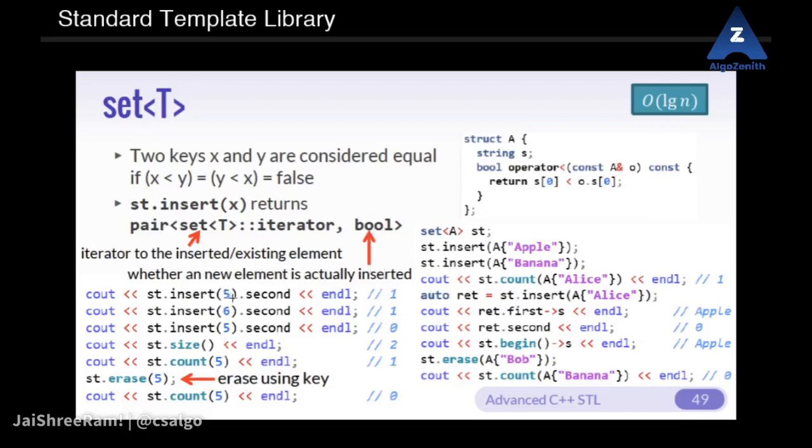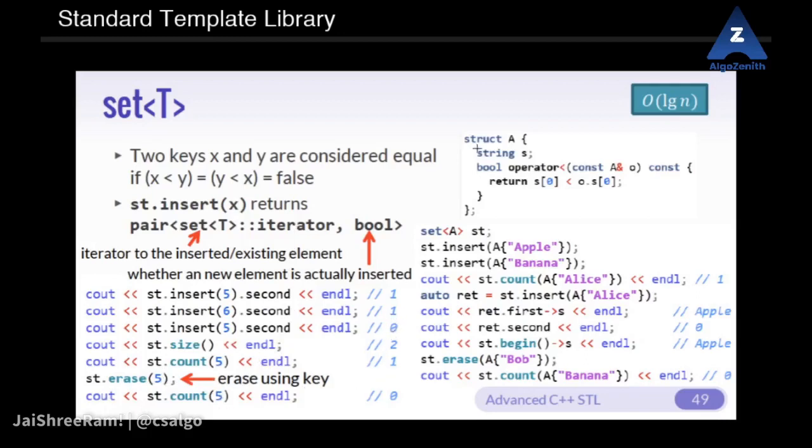So if you insert 5, boolean is 1. If you insert 6, boolean is 1 because it's actually inserted. But if you again try to insert 5, it's not actually inserted, so it's 0, right? st.size returns the size of the container. So there are 2 elements right now. Count of 5 returns how many elements are 5. So it's 1. In sets it will be 0 or 1, but in multisets it becomes the frequency of that particular element. st.erase 5 removes that particular element from the set, and again if you count it becomes 0, right?